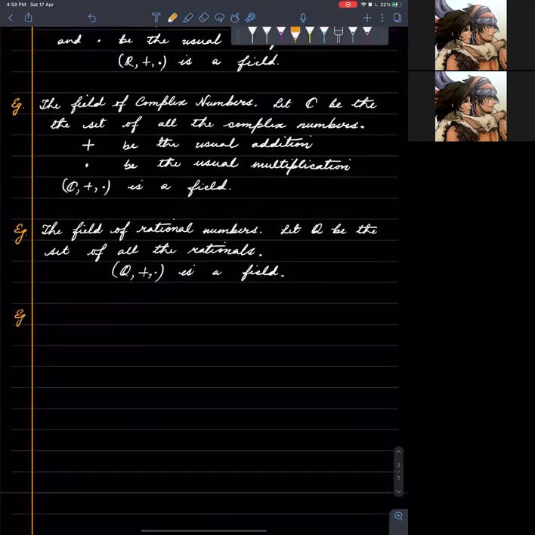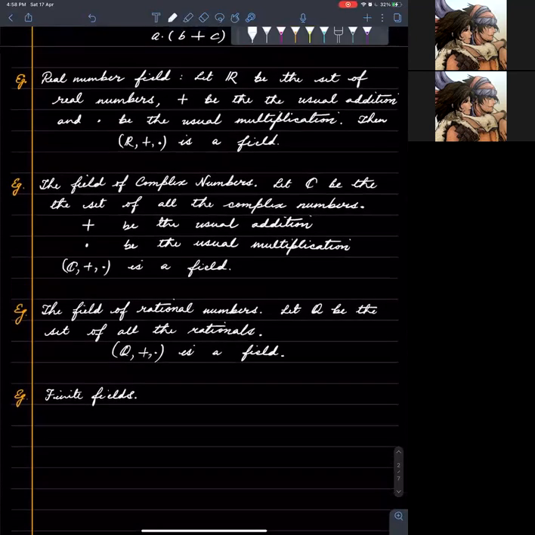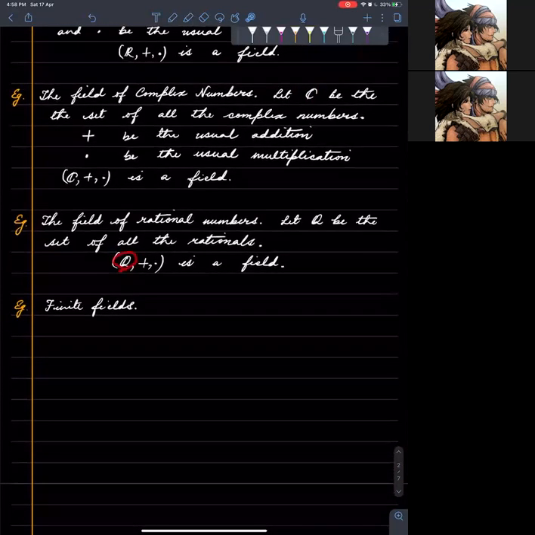Another class of very important examples are finite fields. Finite fields are precisely those fields which have finite cardinality. All of the examples that we've seen are infinite. R is infinite, C is infinite, Q is infinite. So finite fields do exist. It's a somewhat non-trivial proof that finite fields of prime cardinality exist.